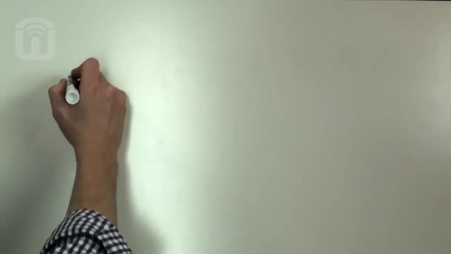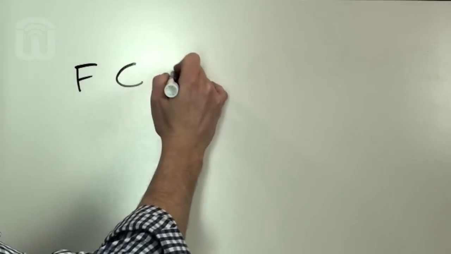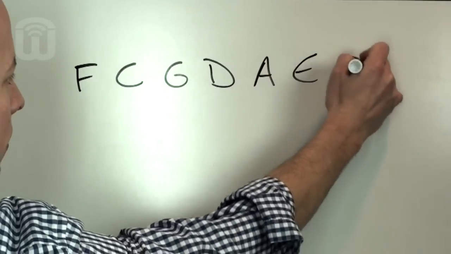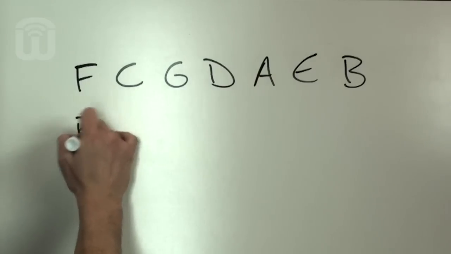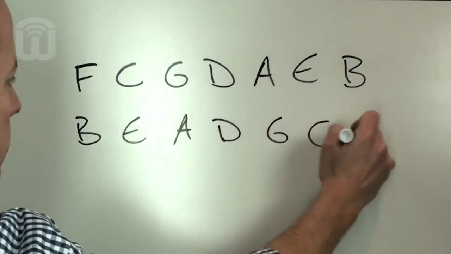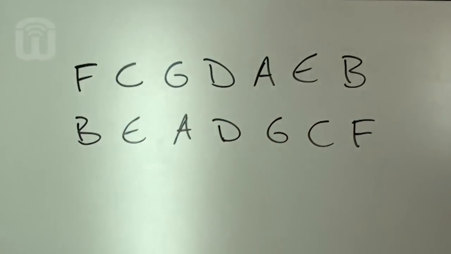Okay, the order of sharps are F sharp, C sharp, G sharp, D sharp, A sharp, E sharp, and B sharp. Okay, the order of flats will be B, E, A, D, G, C, and F. So these are the orders in which flats will appear or sharps will appear.